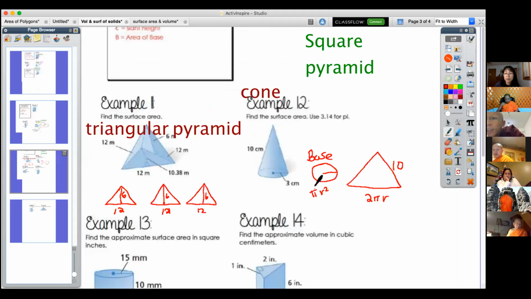Right here, they give it to us. Pi is always 3.14. Pi is always 3.14. No, pi is always 3.14. Everywhere in the world, pi is 3.14. Do you see pi in my this is pi right here, see it?